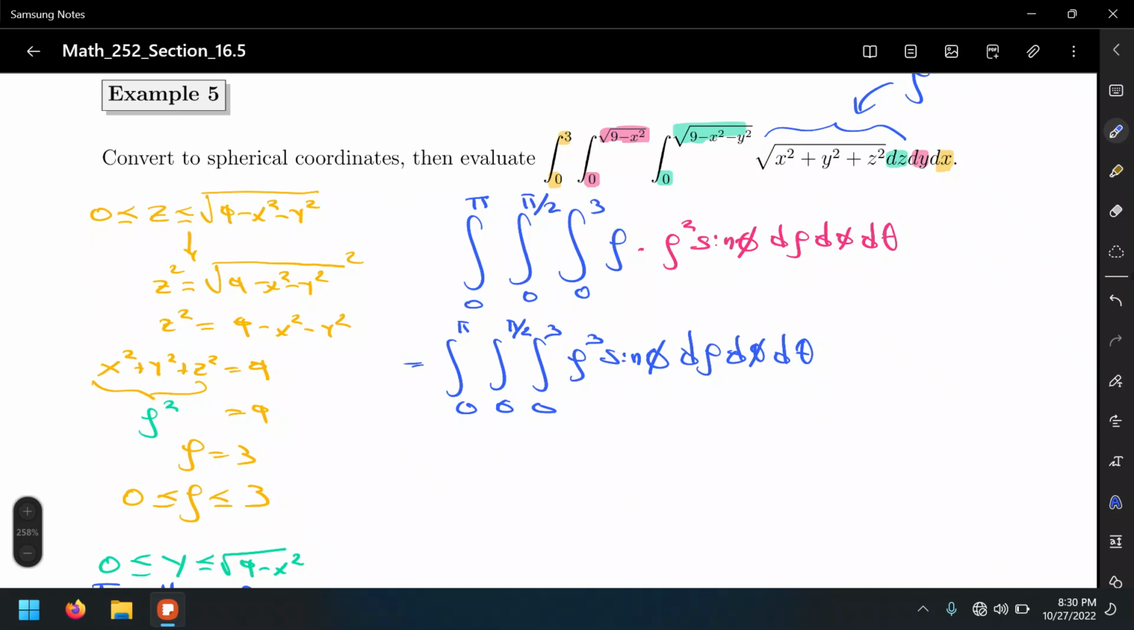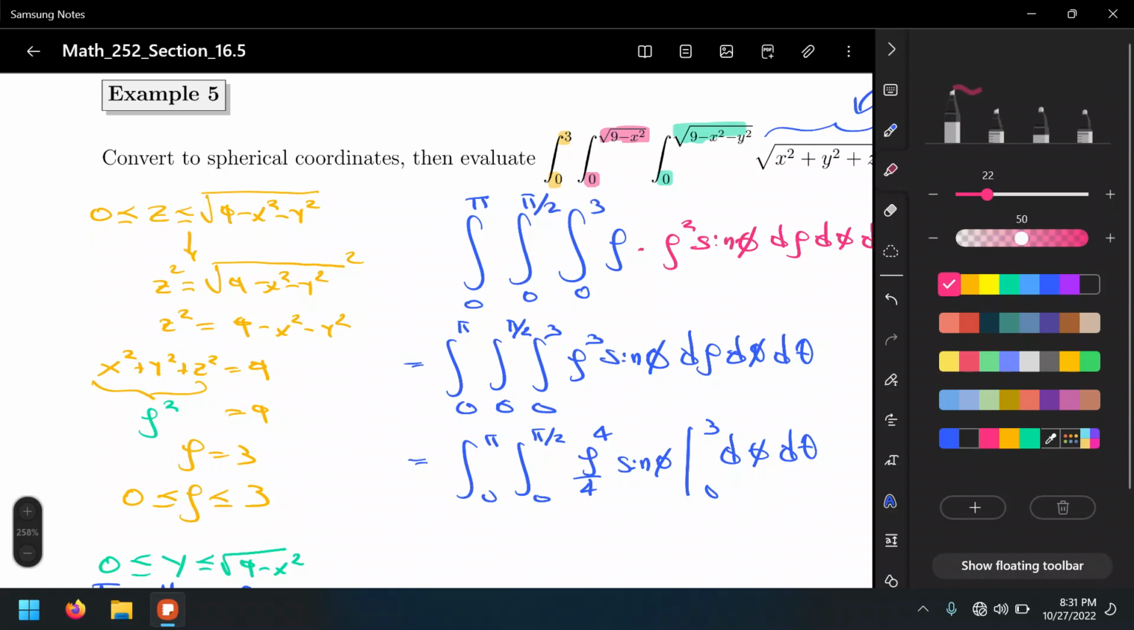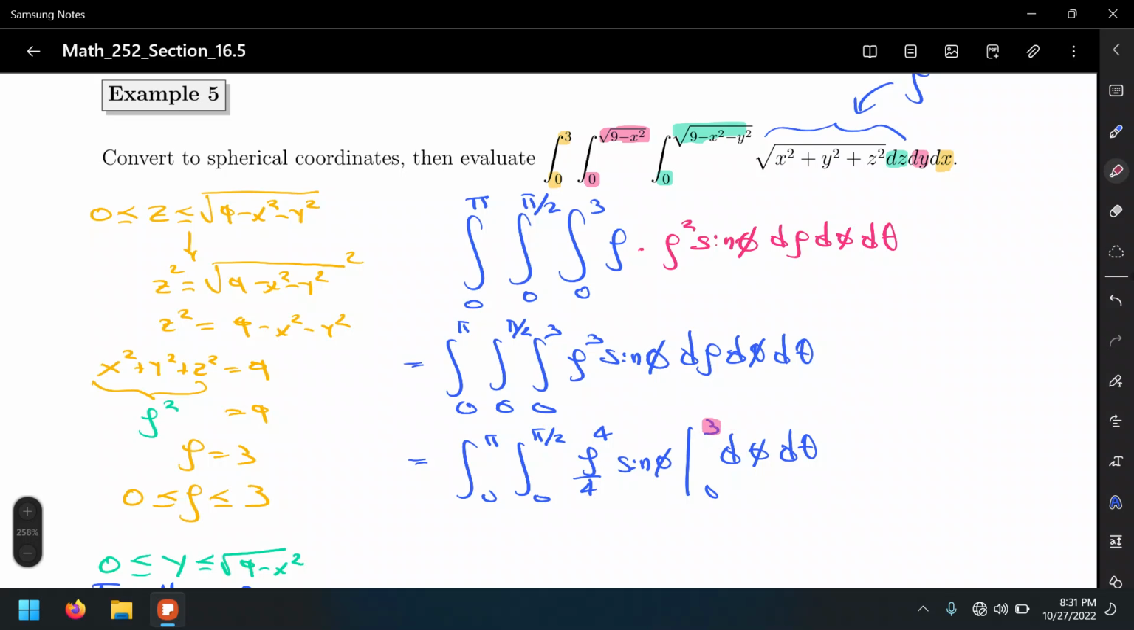The integral of rho cubed with respect to rho is rho to the 4th over 4, evaluated from 0 to 3. Then don't forget the sine phi. d phi, d theta. And again, recall that we are going to use the fundamental theorem of calculus only in the variable rho. So in our integrand, so far we have a rho and a phi. So just be careful where you're plugging these values.